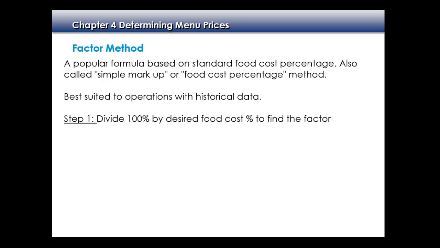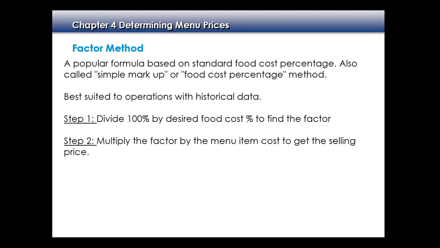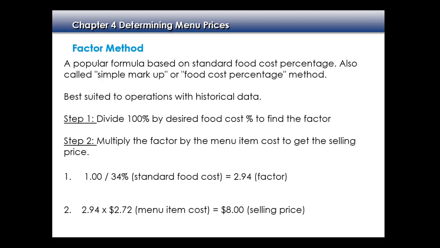You're just going to divide 100% by your desired food cost percentage to find the factor. Second, once you have that factor, multiply it by the menu item cost to get the selling price. So we have 1 divided by 0.34, which will give you the factor of 2.94. You take that 2.94 and multiply by the menu cost. So for this item, it's $2.72. So, that math does not add up.